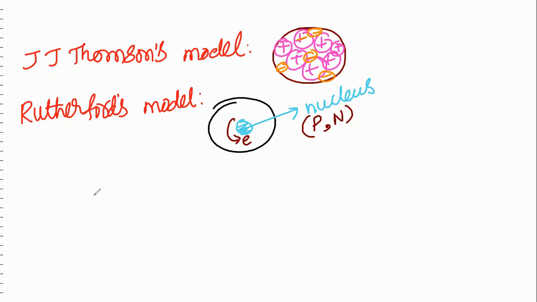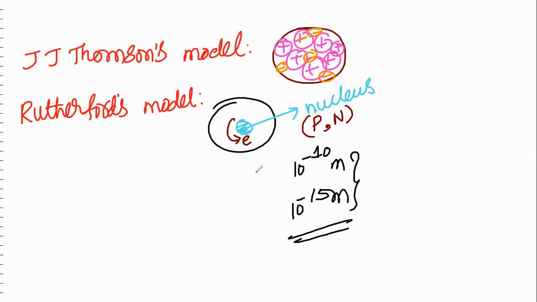This is Rutherford's atomic model, and he calculated the size of the atom to be of the order of 10 power minus 10 meters, and the size of the nucleus to be 10 power minus 15 meters. The proton was discovered by Rutherford, and the nucleus was also discovered by Rutherford.